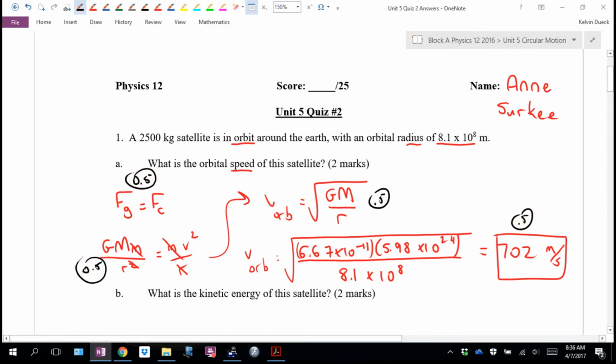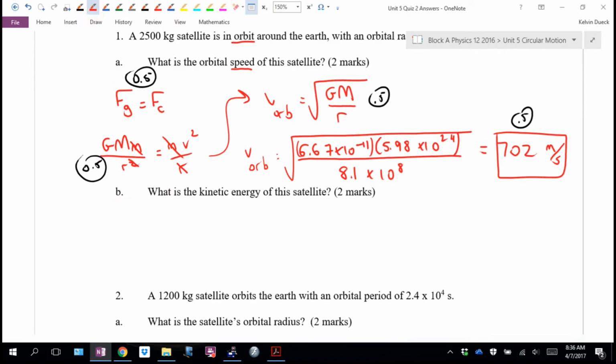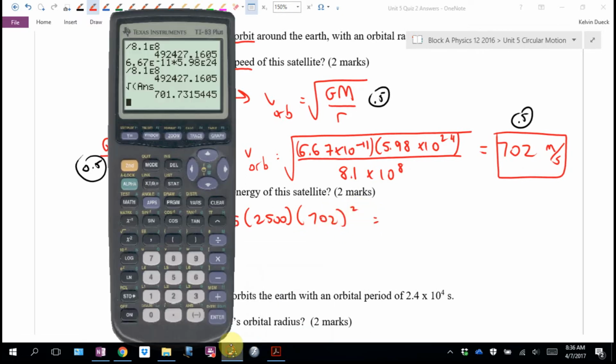What's the kinetic energy of this satellite? Kinetic energy hasn't changed since Physics 11. That's going to be a half mv squared. This time the m is not going to cancel. It's going to be 0.5 times 2500 times 702 squared, but of course I'm going to use my answer button. 0.5 times 2500 times answer button squared. I get 6.16 times 10 to the 8.